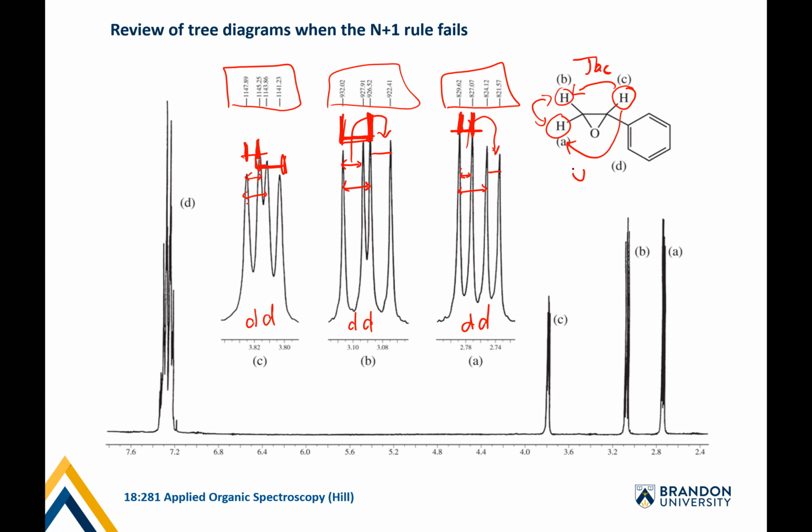JBC, JAC, JAB. This trans coupling constant is probably the largest, the AC. So this one will have it, and this one will have it. That's this big one between here and here.